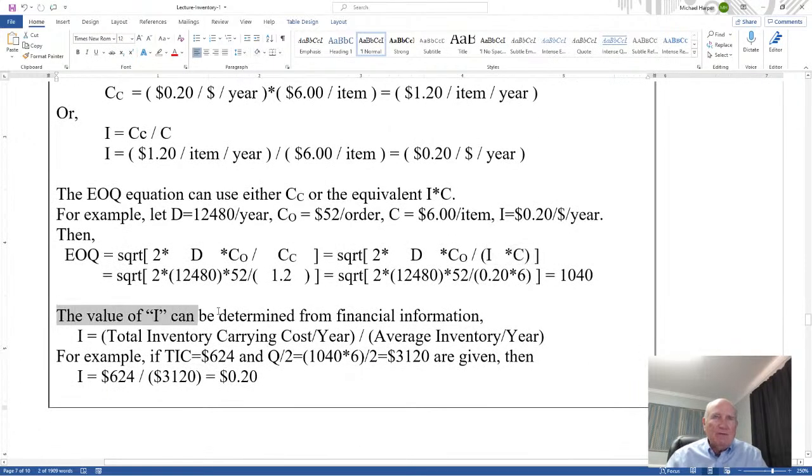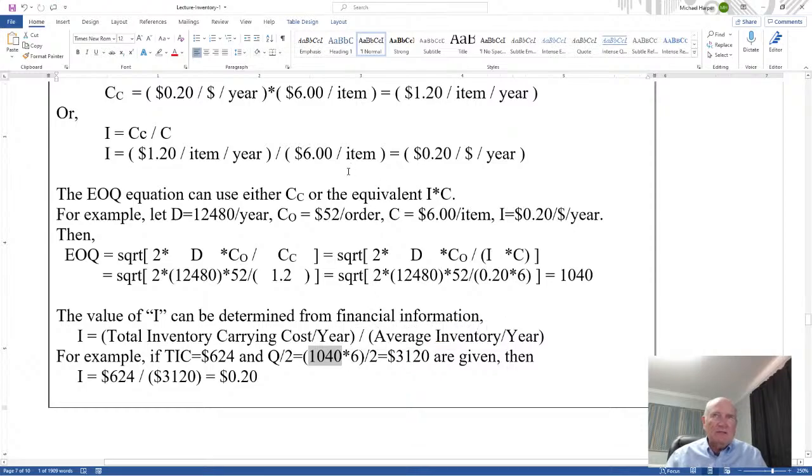So the value of I can be determined from financial information, as I said. It's the total inventory carrying cost per year over the average inventory per year in dollars. For example, if the total inventory cost is $624, Q over 2 in our example is 1040. That's how many items times $6 per item over 2. That's our average inventory in dollars. Okay, so our EOQ is 1040.